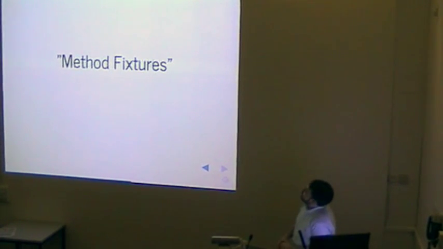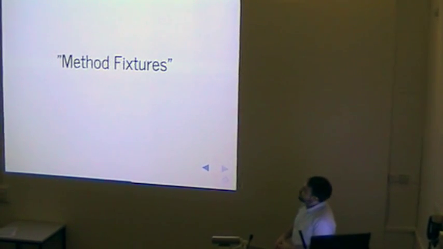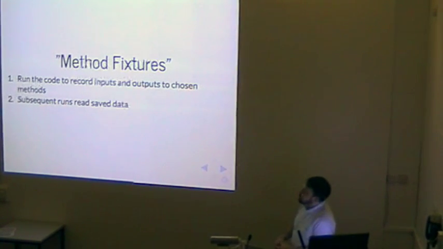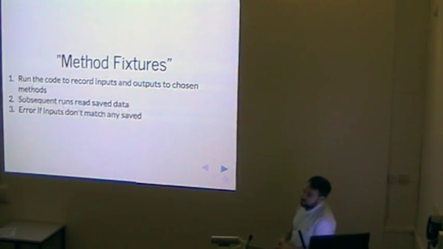Okay, so I thought of this thing. I called it MethodFixtures after database fixtures, and it's not necessarily the best name, but I haven't thought of a better one. And I was sort of surprised that this didn't seem to exist anywhere really. And the basic idea is you run the code and record the inputs and outputs to a chosen method. And then on subsequent test runs, you just read the saved data. And then you can throw an error if you don't have anything to match those inputs.